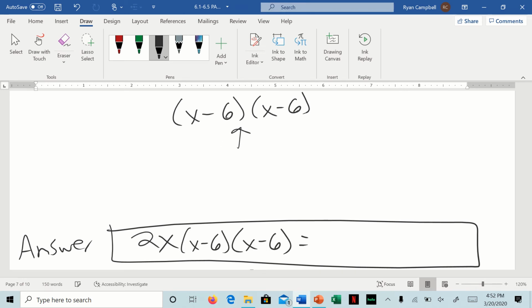You can also write it as 2x times x minus 6 squared, because we're multiplying x minus 6 by itself 2 times. You can do either. Both of these are correct. So whichever way you want to do it, I'm fine.